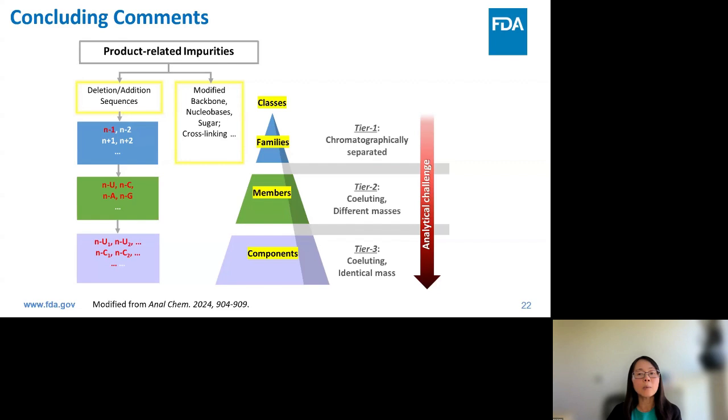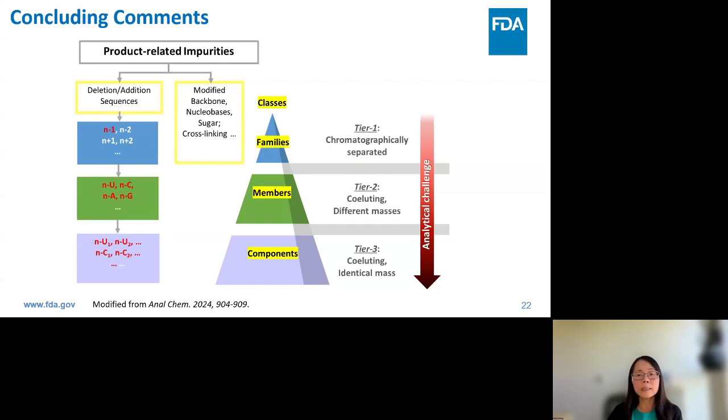Furthermore, depending on which site of a nucleotide on the full sequence is being affected, each impurity member may be composed of multiple components that not only co-elute but also have identical masses that are unresolvable by either LC or MS dimension, which poses the greatest analytical challenge in their separation, characterization, and quantification. This is why and where we have been devoting our efforts.